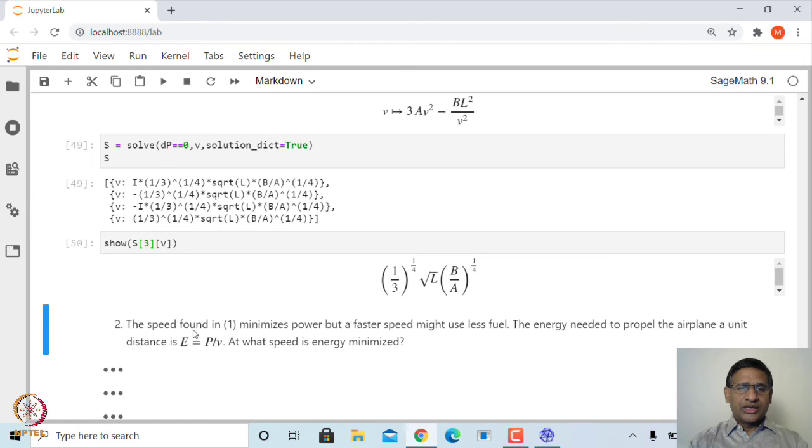Okay. Next, let us look at this: the speed found in problem 1 minimizes the power, but a faster speed might use less fuel.